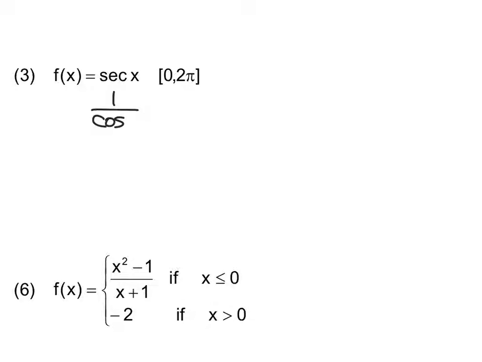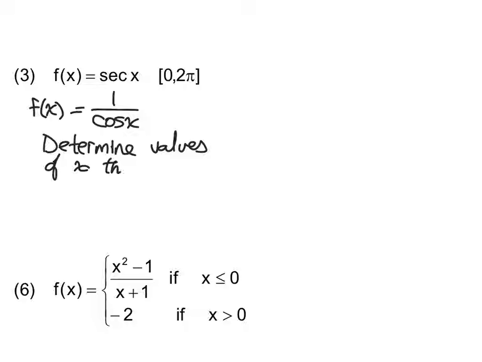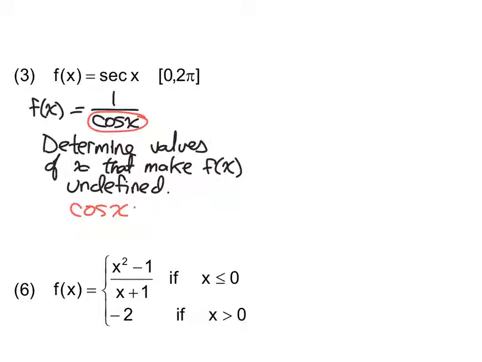rewrite as 1 over cosine of x equals f of x. If we're talking about a continuous function, we're talking about all the x values for which the function is defined, which means not undefined. So determine values of x that make f of x undefined. All right, so that's just telling me take my denominator and set it equal to 0. Same idea as finding vertical asymptotes.